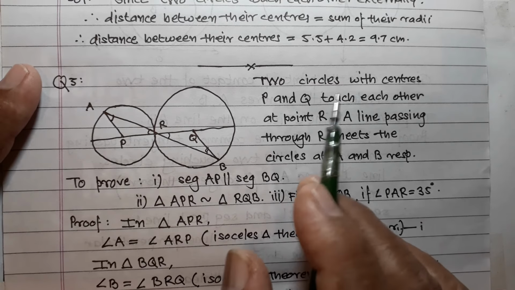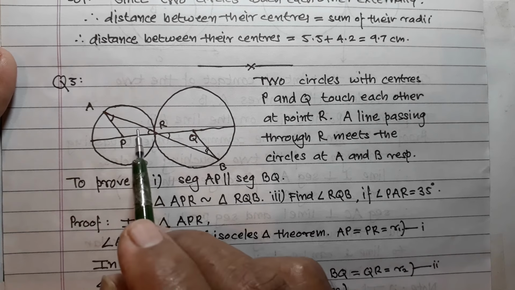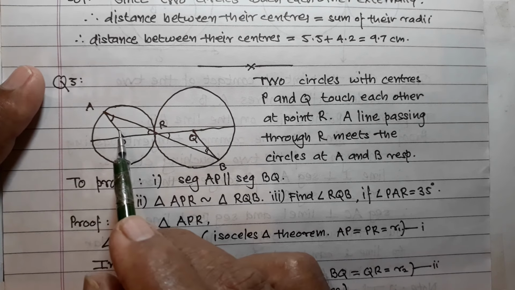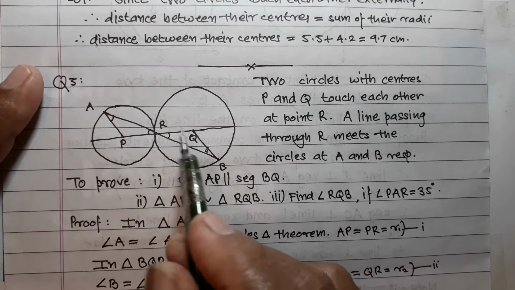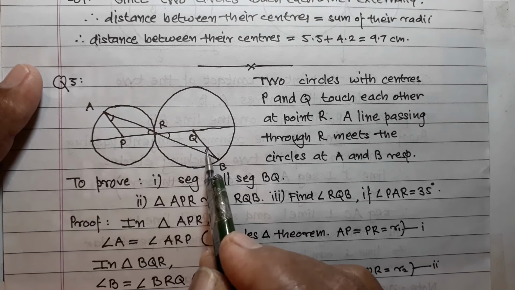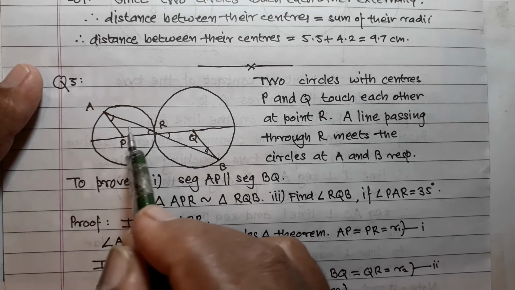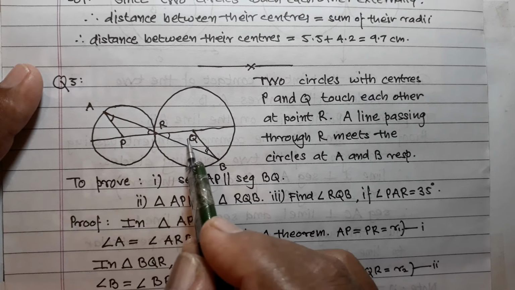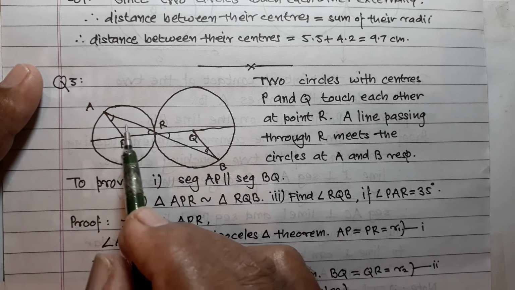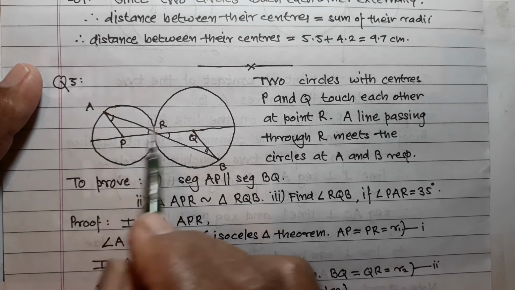Is it clear? Then show that these two triangles are similar. Now it is very easy. In this triangle and in this triangle, this angle is equal to this angle and this angle is equal to this angle, and therefore these two triangles are similar by the angle-angle test. Okay, is it clear?